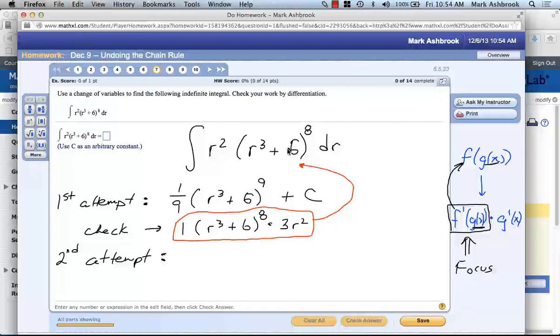How is this different than this? Yeah, it's 3 times too great, right? The only difference is right here. This is 3 times this. So therefore, our first attempt was 3 times too great. So second attempt would be? Right, so we need 1/3.